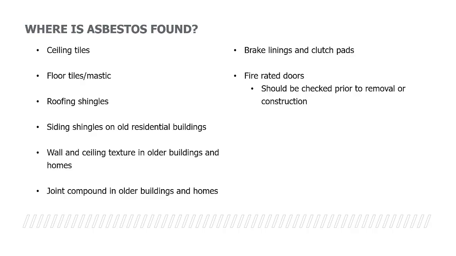And then wall and ceiling texture in older buildings and homes. An example of a ceiling texture would be the popcorn ceilings that you see in older homes. That actually does contain asbestos before they phased it out. Some of the older homes with the older popcorn ceilings, that's going to contain it, or it might contain asbestos.